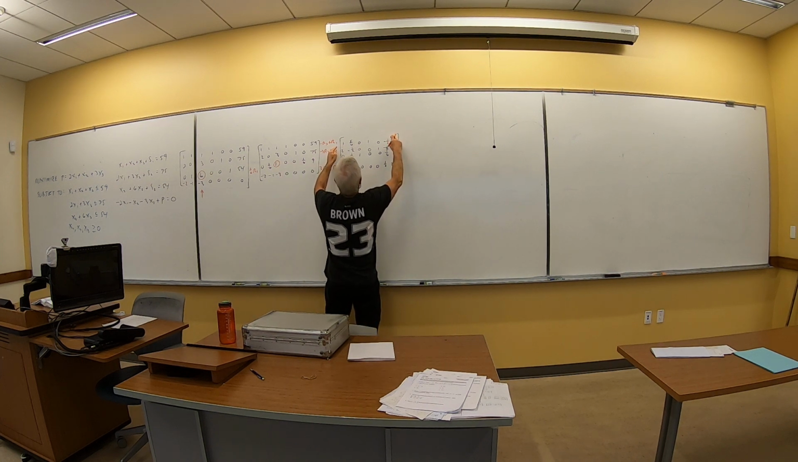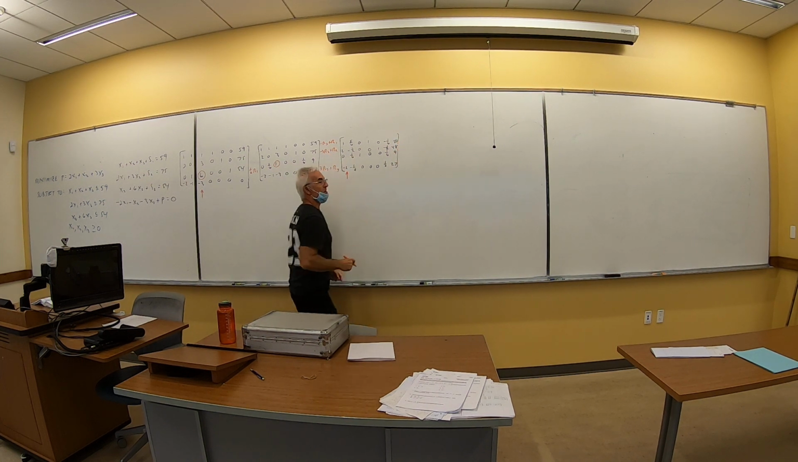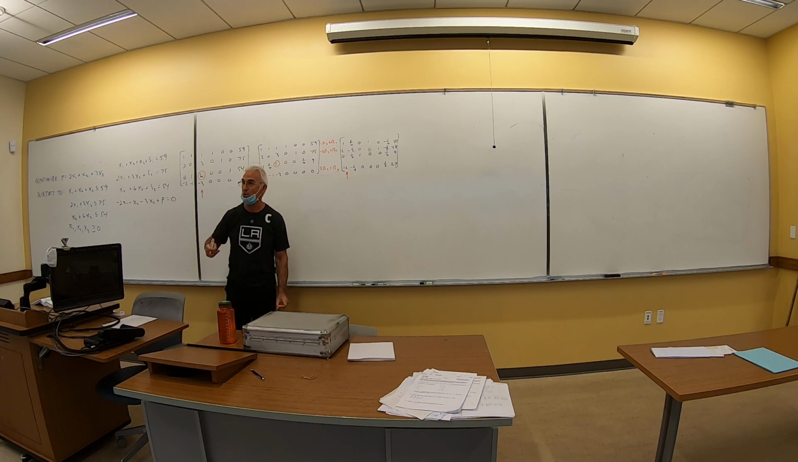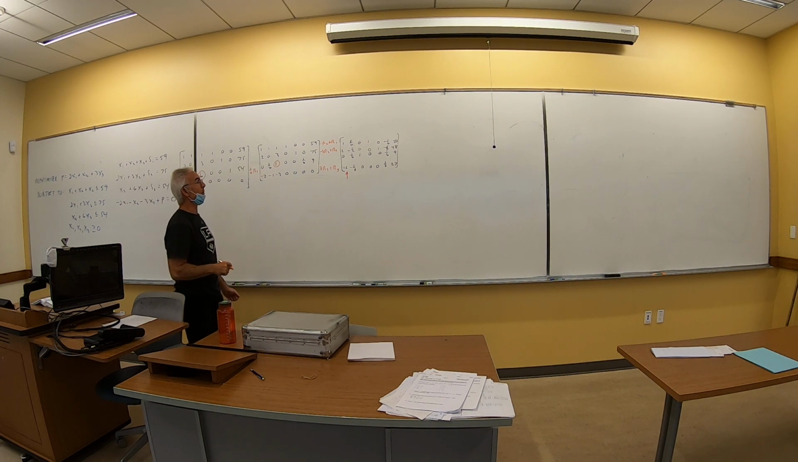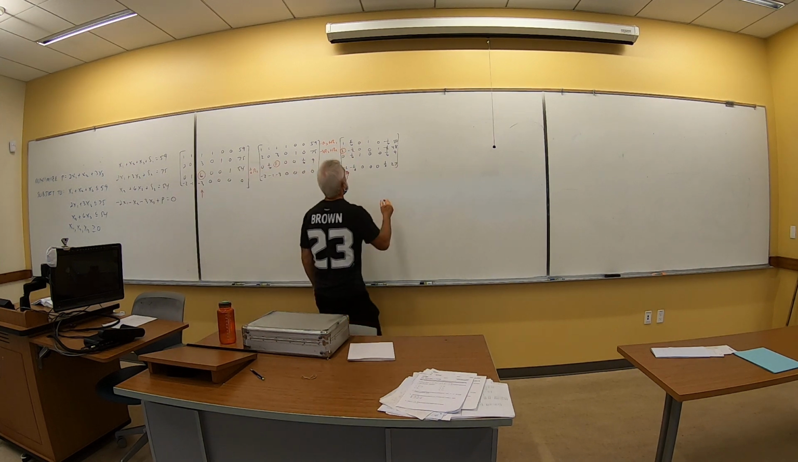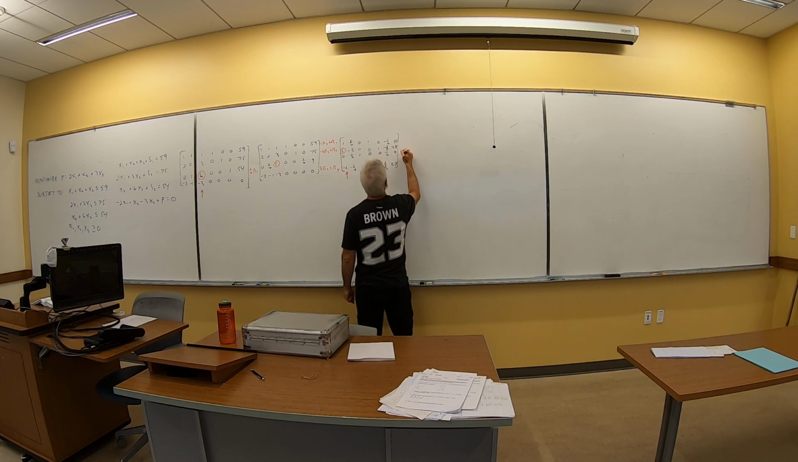50 over 1, 48 over 2, 9 over 0. 9 over 0 is not a choice. A lot of people will choose that, but it doesn't make any sense. That's undefined. It's got to be the smallest positive ratio. So is it 50 over 1 or 48 over 2? 48 over 2. So that's my new pivot. I only had 2 to choose from. So now I'm going to do 1/2 of row 2.